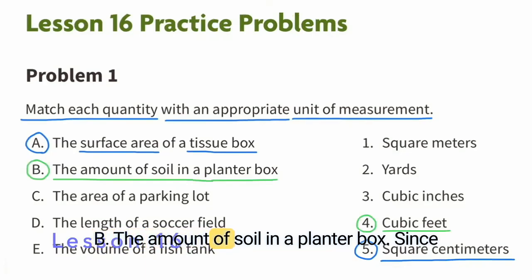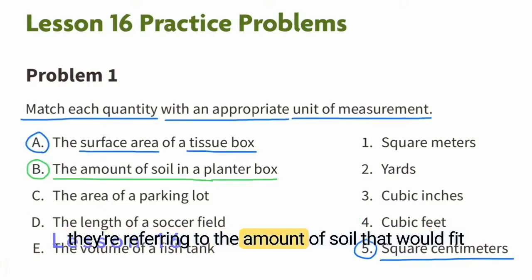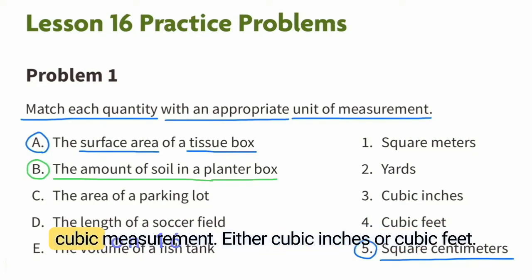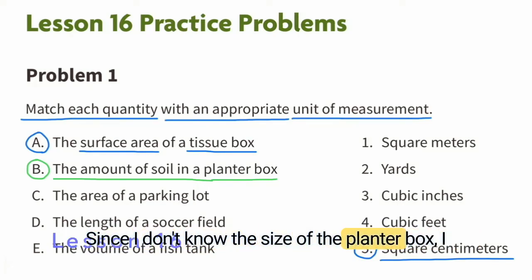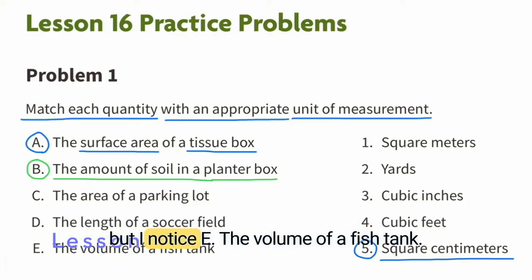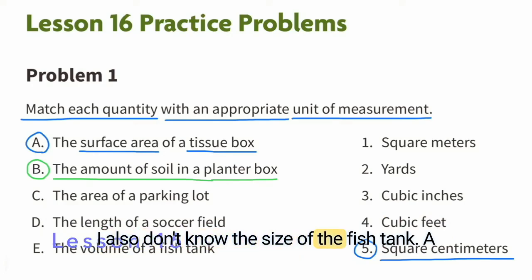B. The amount of soil in a planter box. Since they're referring to the amount of soil that would fit inside a planter box, I need to look for a cubic measurement, either cubic inches or cubic feet. Since I don't know the size of the planter box, I don't know if I should select cubic feet or cubic inches, but I notice E, the volume of a fish tank. I also don't know the size of the fish tank.